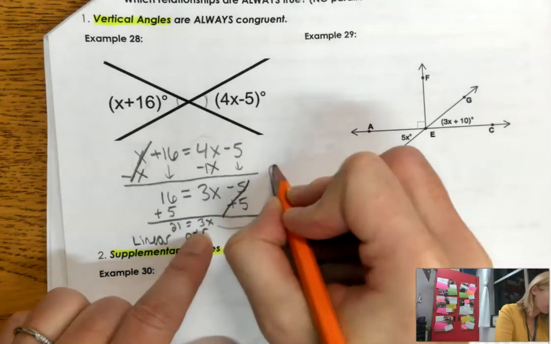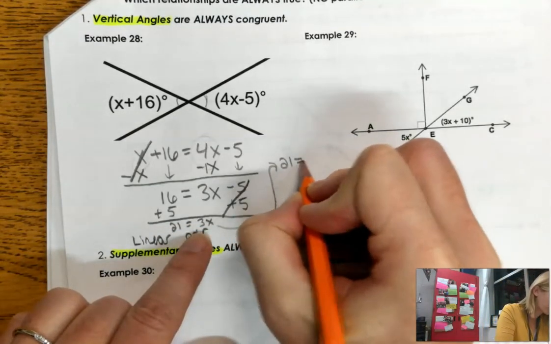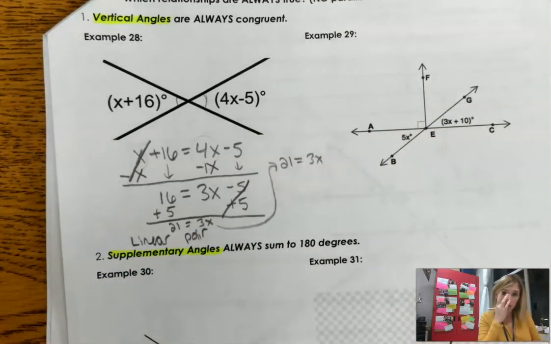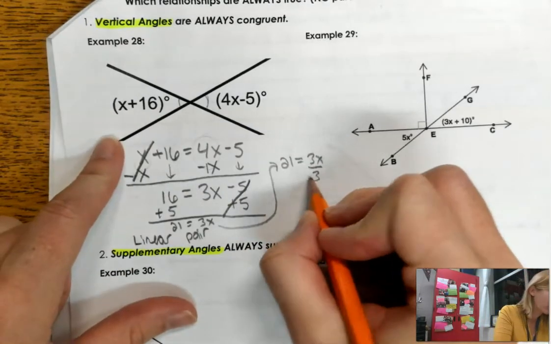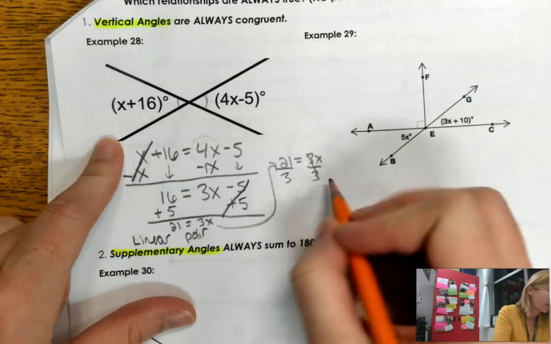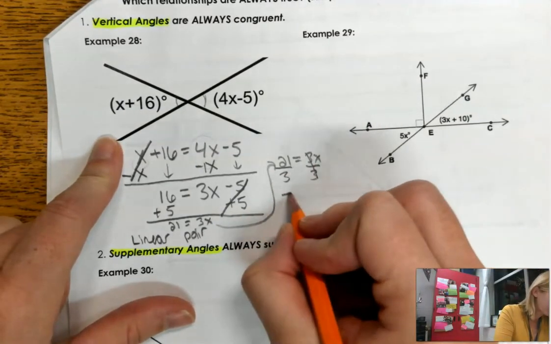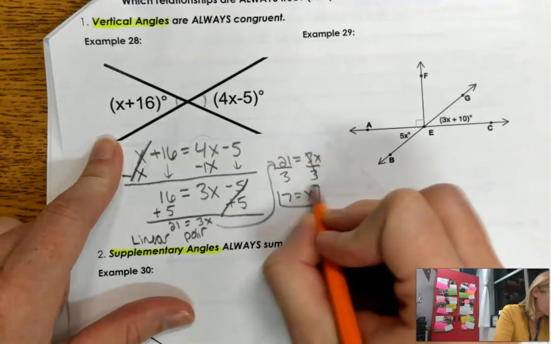I'm going to rewrite this over here where we have more room. All right, so 21 is equal to 3x. All right, my last step is to do the inverse of multiplication because this is 3 times x. So the inverse is division. You're going to divide both sides by 3. So that gives you x is equal to 7.